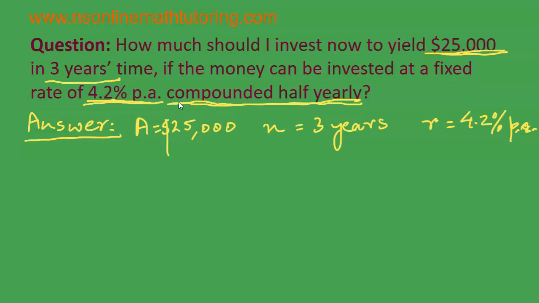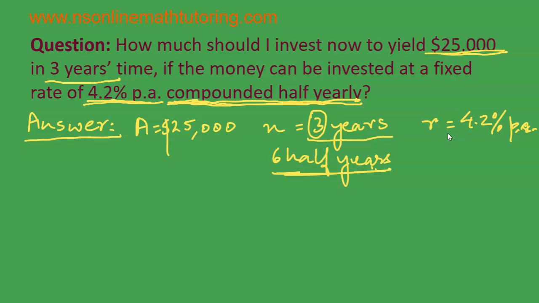Now, since the interest is getting compounded half yearly, that means the compound interest calculation will be done twice in a single year. So, how many half years are there in these 3 years? Obviously 6 half years. So instead of this number 3, we have to take the number 6 because there are 6 half years. This is the modification that you have to do because the compound interest is getting calculated twice every year.